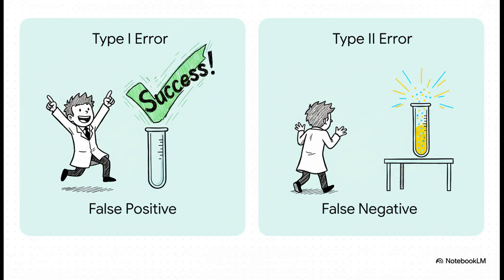You get all excited, you claim your wellness program is a huge success, when in reality, it had no effect at all. A type 2 error is a false negative. This is when you miss a real discovery. You conclude the program doesn't work when it actually did. And honestly, in the business world, this type 2 error can be the more dangerous mistake. You end up abandoning a great idea just because your test wasn't sensitive enough to find the effect.